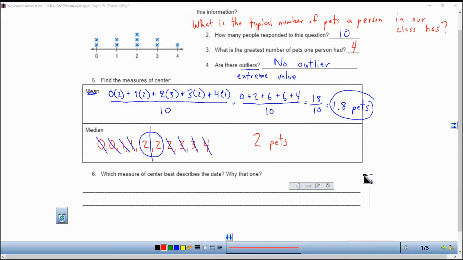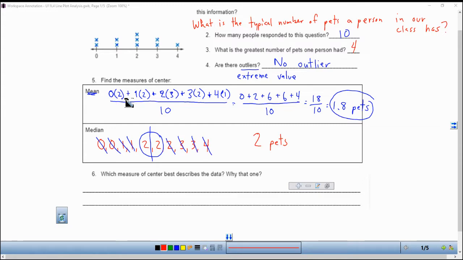Number 6 asks, which measure of center best describes the data? Why that one? In number 4, we said there were no outliers. And outliers affect the mean. If somebody had 80 pets, that would pull the mean up. Okay? So let's say somebody did have 80 pets. I'm going to add that data point.